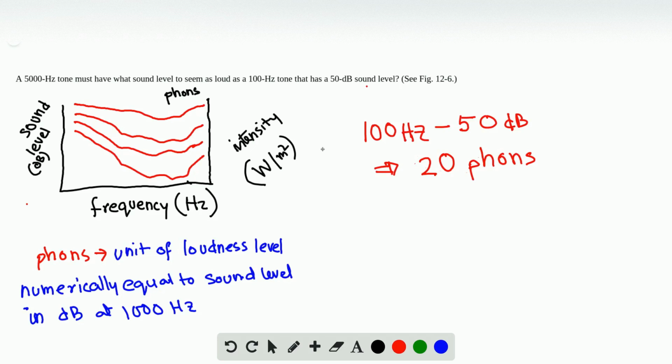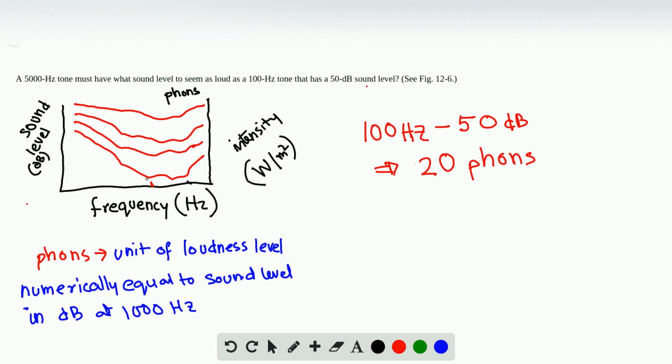Okay, this graph actually represents the audibility of our human ear. So if we look at the graph in the actual book, it's much more detailed. This is just a rough diagram of that. But if we look at the graph, we see that, let's say, 1000 is around here.